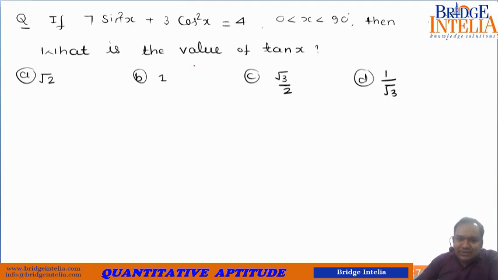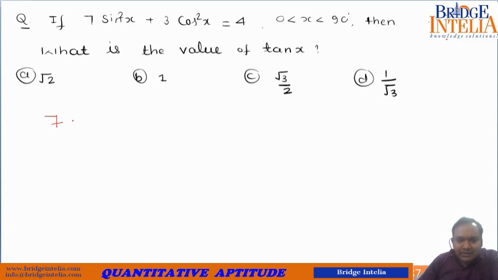Now this is a very good question. 7 sin square x plus 3 cos square x is equal to 4. Then what is the value of 10x? Let us see. There is a big hint, because sin square x and cos square x are brought together. So you have to take advantage of the identity. It would have been so good had it been 7 sin square x plus 7 cos square x, but that is not the case. But still you can make use of the identity.